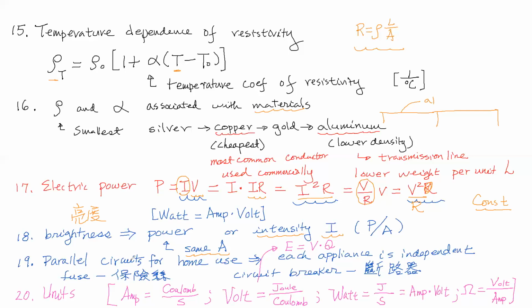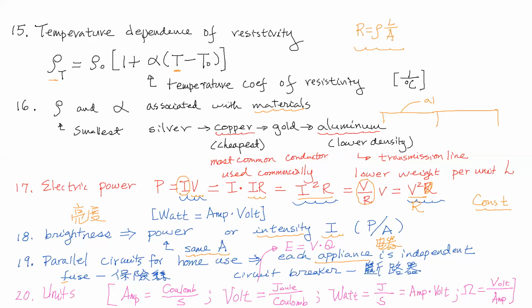19, parallel circuit is used at home because every appliance is independent this way. So if your air conditioner uses more current, so the fuse is burned and the circuit breaker jumps up, then it won't impact your television. It won't impact your light bulb. So you want it to be independent at the household and many other commercial buildings too.